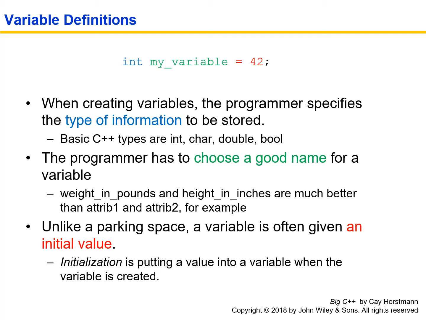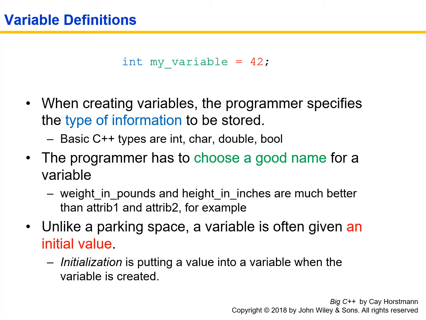Variables in C++ are not just used, they have to be declared or defined before they can be used. And there are 3 parts of a variable definition that are shown here at the top of this screen. In blue, when creating a variable, the programmer specifies the type of information to be stored. In this case, it's an int for an integer. There's also char for character, double for double precision floating point, bool for boolean, that's a true-false value. Those are the basic C++ types. There are also more complex types like a string that can be used in some cases.